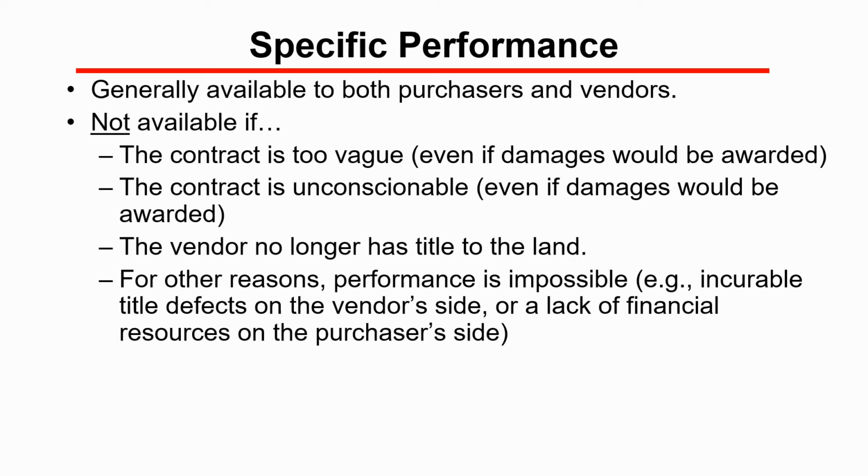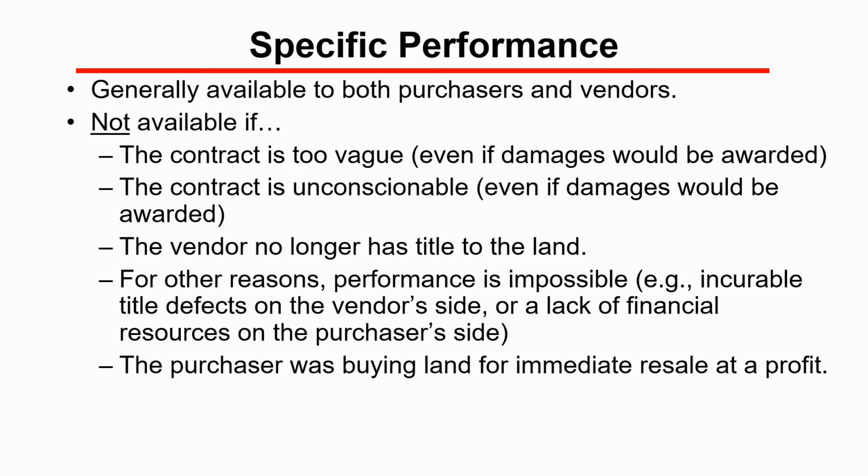On the purchaser's side, sometimes the purchaser literally just does not have the money to complete the purchase, and they also can't qualify for a mortgage loan to borrow the money to complete the purchase. So in both of these situations, performance is literally impossible, and the court will not order specific performance.